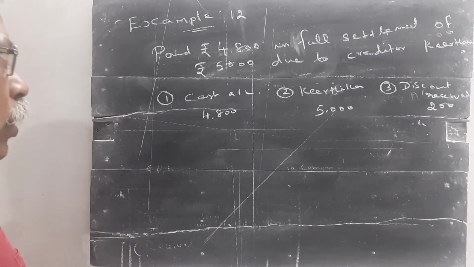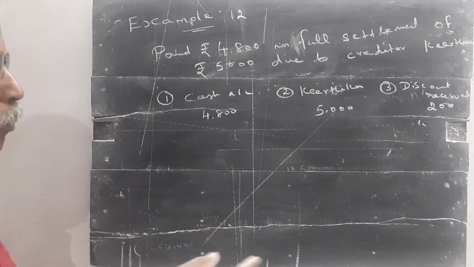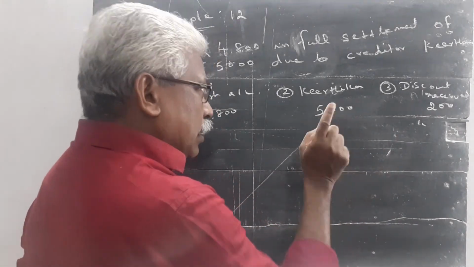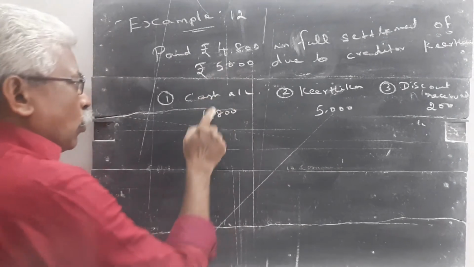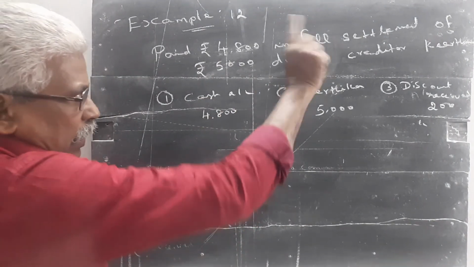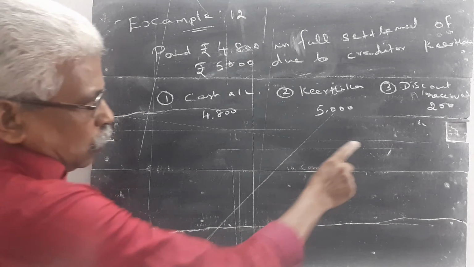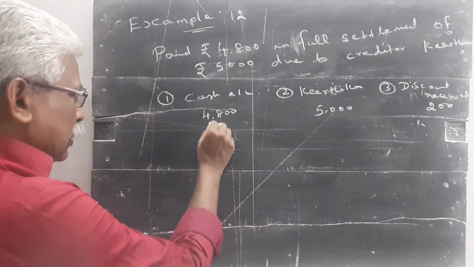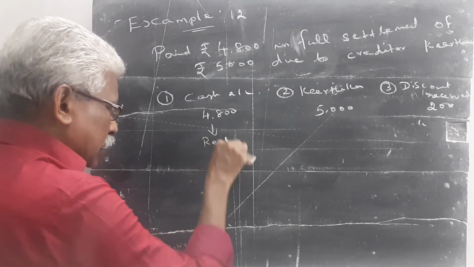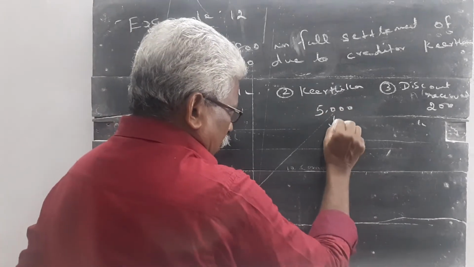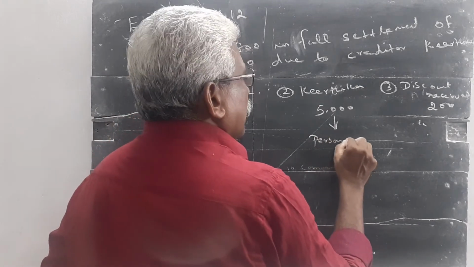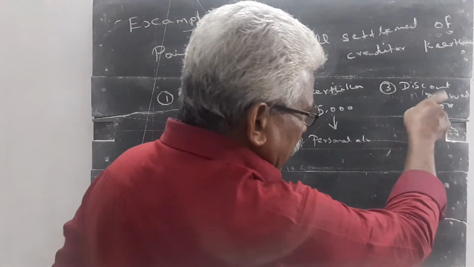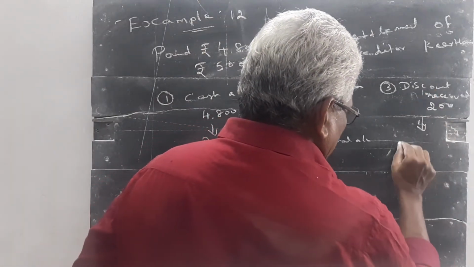Once again, I want to explain. The total amount payable to Kirtana is rupees 5,000. Out of 5,000, we paid only 4,800, but we settled her account. So, this 200 rupees is considered as a discount. Then, cash account is a real account. We all know cash account is a real account. Kirtana is a person, so it is a personal account. Then, discount is an income. We receive discount. Discount is a nominal account.